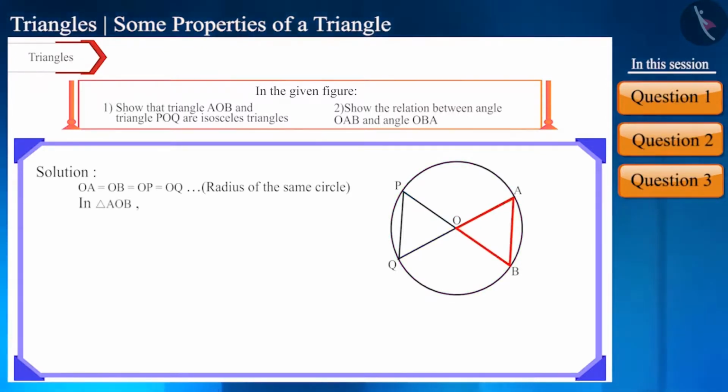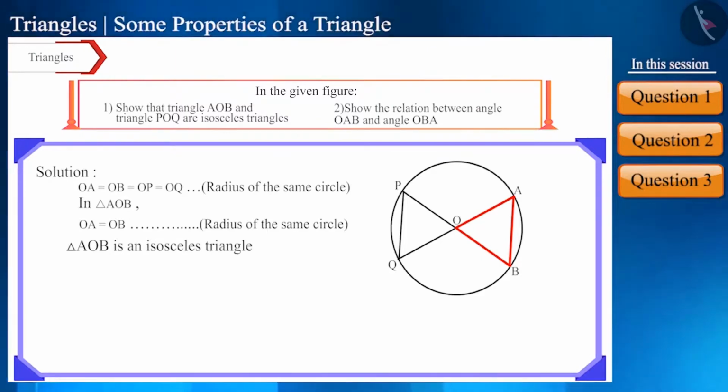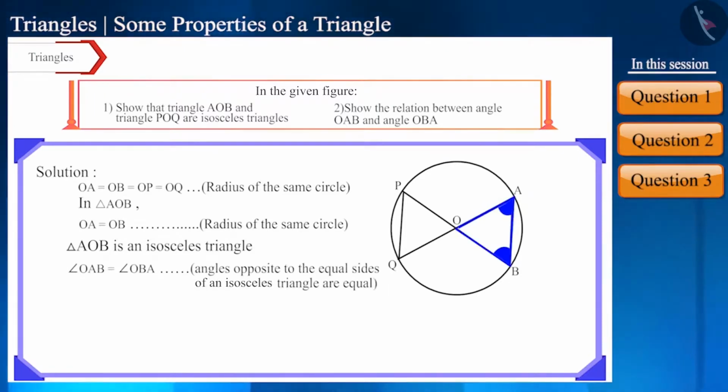Now look at triangle AOB, in which sides OA and OB are equal, because they are the radius of the same circle. The two sides of the triangle are equal. Now we can say that triangle AOB is an isosceles triangle. Friends, we know that the angles opposite to the equal sides of an isosceles triangle are equal. Therefore, angle OAB will be equal to angle OBA.